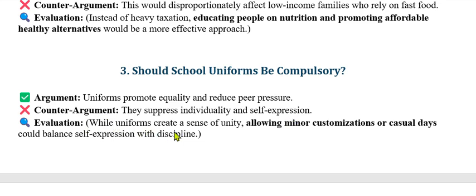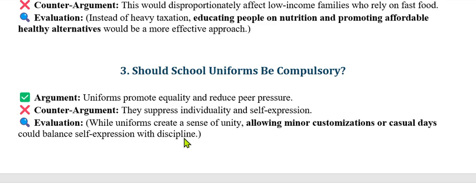While uniforms create a sense of unity, allowing minor customization or casual days could balance self-expression with discipline. So you see that this is a balanced view.